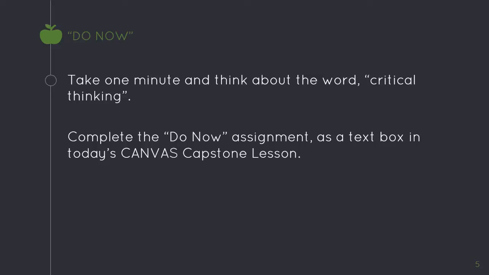So we'll start off by doing the do now. At this time, you will go to your Canvas module number 6 for critical thinking and complete the do now assignment, which will ask you to take a minute and think about the words critical thinking. Jot down your initial ideas on that assignment in a text box and be prepared to talk about them. You should come back to this video within 2 to 3 minutes.